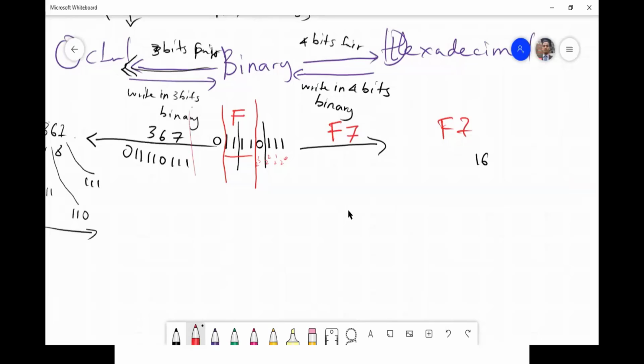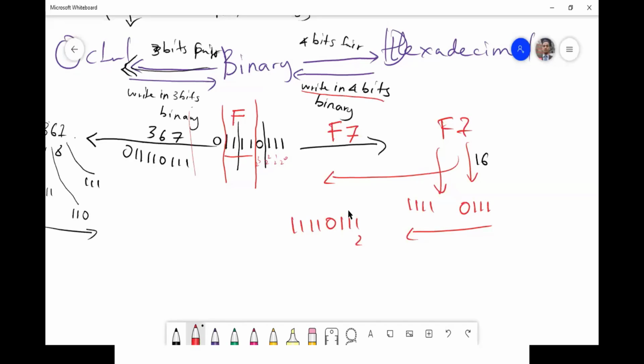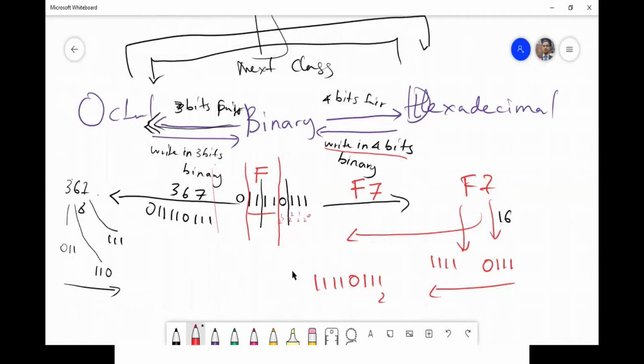Now, if you want to convert this to binary, you have to consider each as a 4-bit group. Write in 4-bit binary. So 7 can be written as 0 1 1 1. F, 15, can be written as 1 1 1 1. If you write this together, you get 1 1 1 1, then 0 1 1 1. So this is binary. Is it clear? So this is the summary of what we studied today.